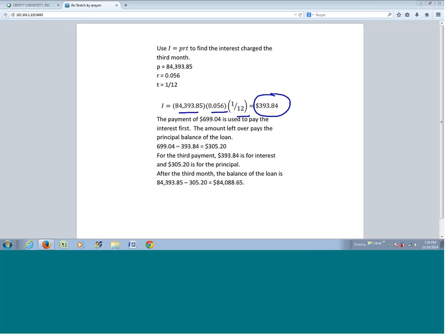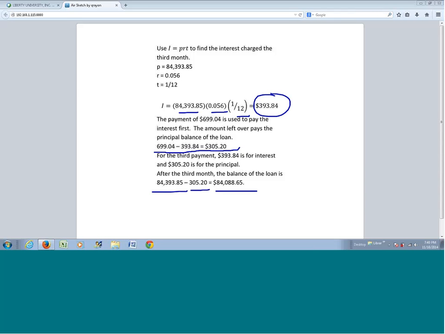So when you make your payment of $699.04, the bank gets their money first, $393.84. So what you have left is $305.20 to go toward what you owe on the mortgage. So going into the third month, you owe $84,393.85. Then your payment reduces that amount by $305.20. So now you owe $84,088.55 at the end of the third month. That's what you owe.